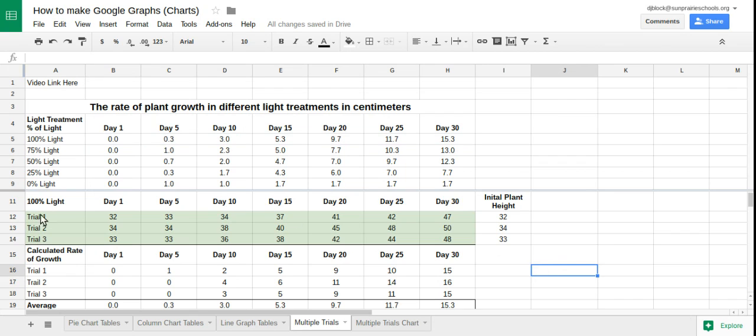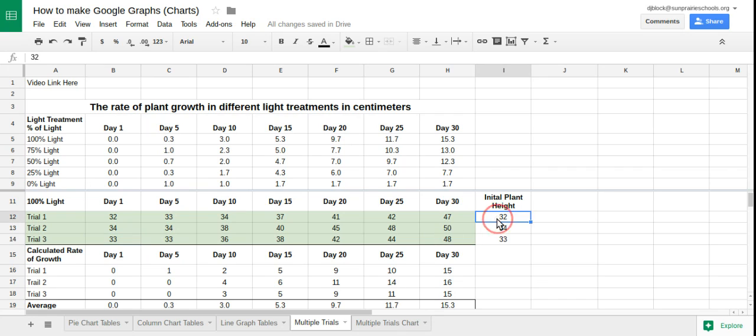Okay? So here's how this sets up. I have my initial height in centimeters. So this is how tall my plant was when I started. And I have 3 different plants. So one that was 32 centimeters, 34, and 33. Now, what I wanted to do is I didn't want to graph that value. I wanted to graph the rate of growth, so the difference beyond the start out height.